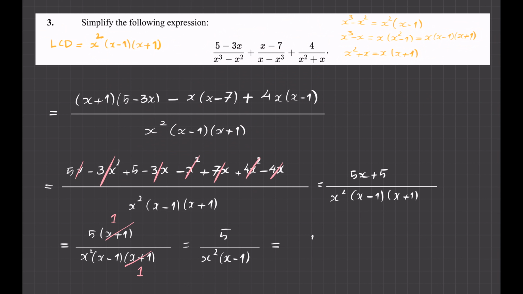This is why I prefer to multiply the denominator. Of course, if you keep it that way, that is completely okay. So it becomes x to the power of 3 minus x to the power of 2. So this is the simplified version of this expression.